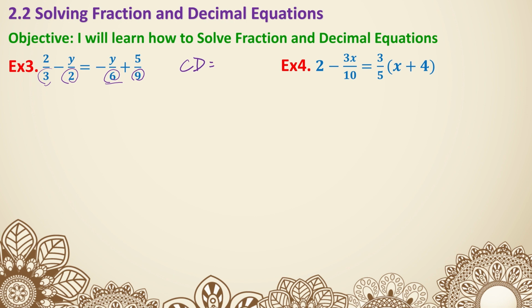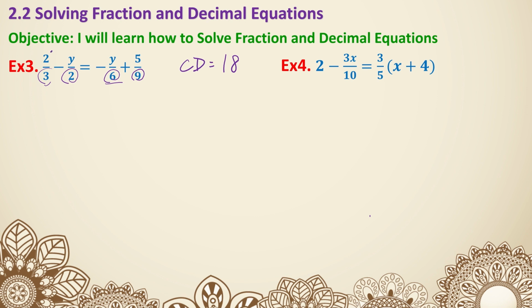6 can't exactly go into 9. So now we have to choose a common denominator for 6 and 9. They can both go into 18. You might actually at first think, oh, twice 6 is 12. But 12 is not divisible by 9. So you have to go even higher for the common denominator.